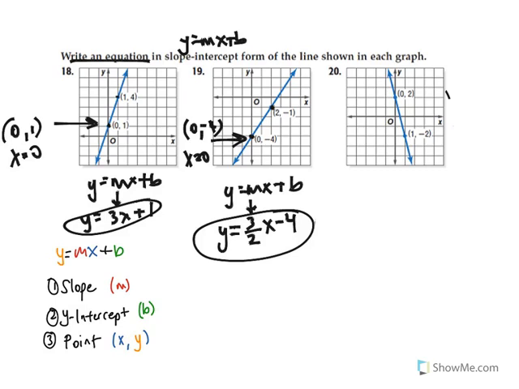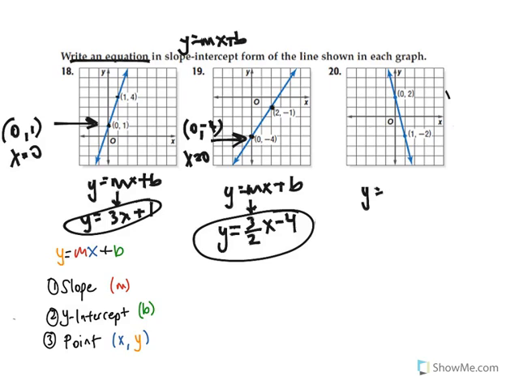So what are we doing here? They give us the y-intercept on the graph. They gave us 2 points, and we were able to find the slope, and then we use those 2 pieces to write the equation. So let's look at the last problem.